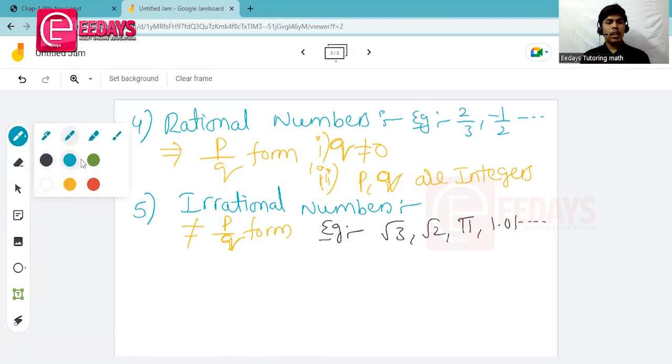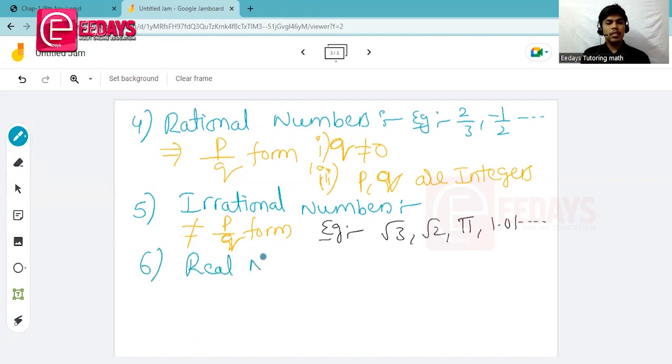Now the last number would be real numbers. How many of you remember the real numbers? I think everyone already learned about natural numbers, whole numbers, integers, rational numbers, irrational numbers, right? Now I'll ask you, what is a real number? A real number is a combination of rational numbers and irrational numbers.